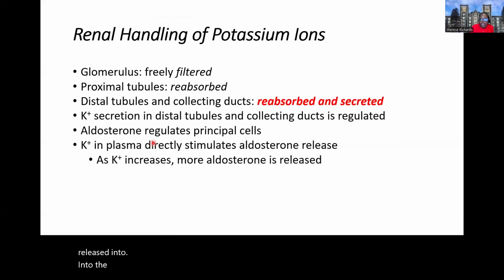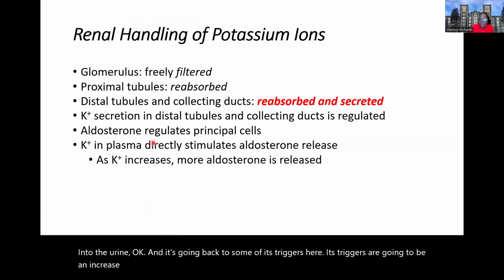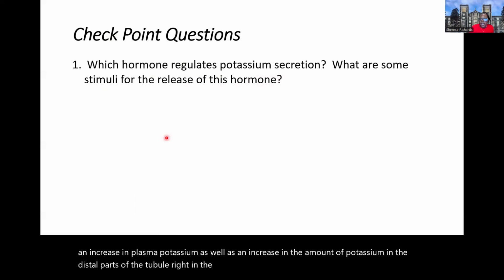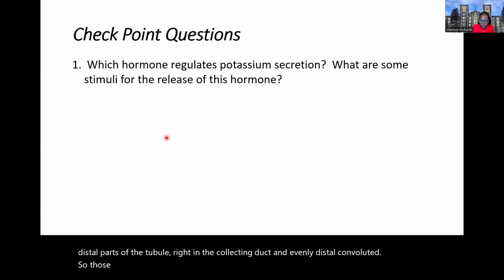Okay. And just going back to some of its triggers here, its triggers are going to be an increase in plasma potassium, as well as an increase in the amount of potassium in the distal parts of the tubule, right? In the collecting duct and even the distal convoluted tubule. So those stimuli will directly trigger aldosterone release, which will encourage its secretion.